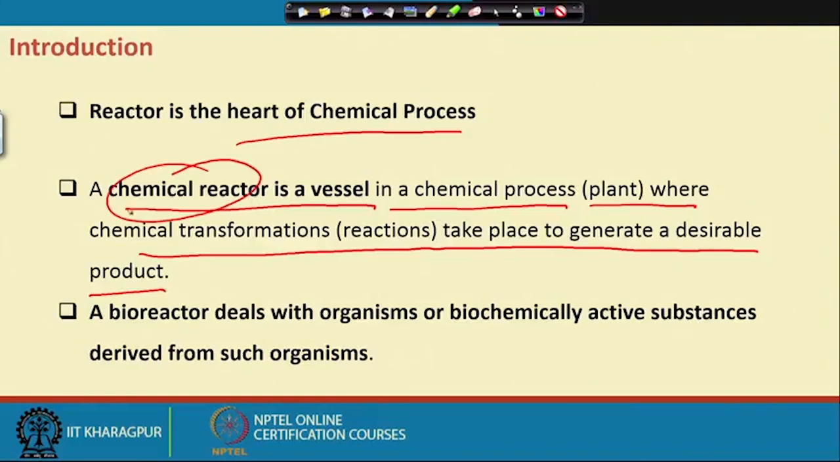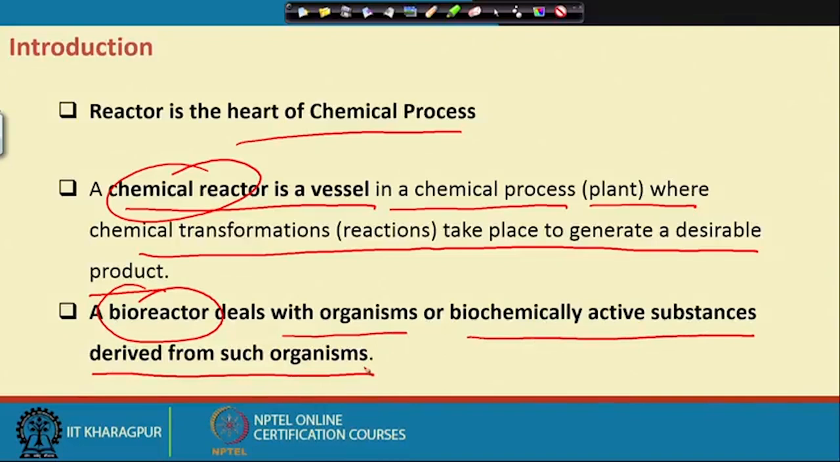Now, if you look at bioreactors, they deal with organisms or biochemically active substances derived from such organisms. For example, enzymes can be secreted by living cells, maybe plant cells, microbial cells, or animal cells. If the reaction takes place with the help of enzymes, that also we can consider as bioreactors.